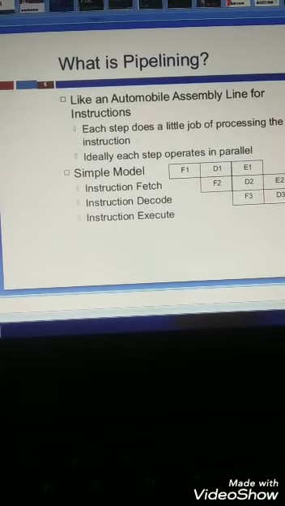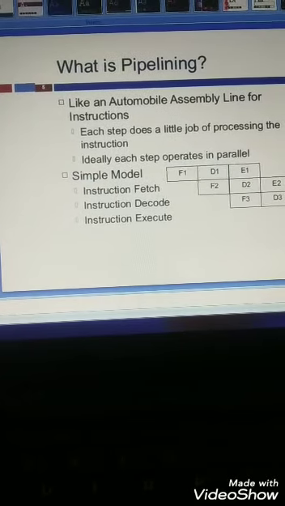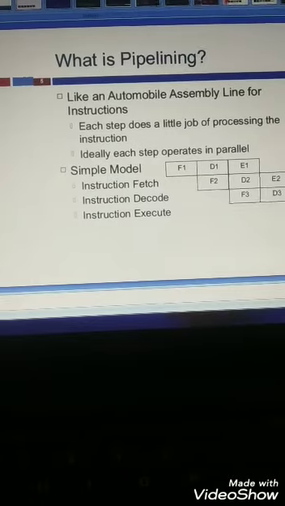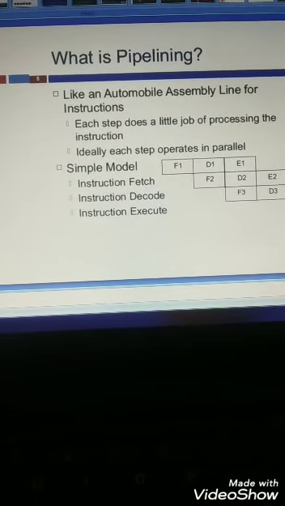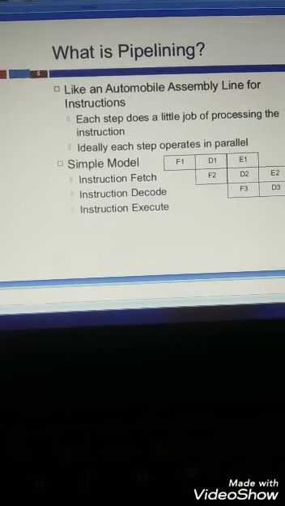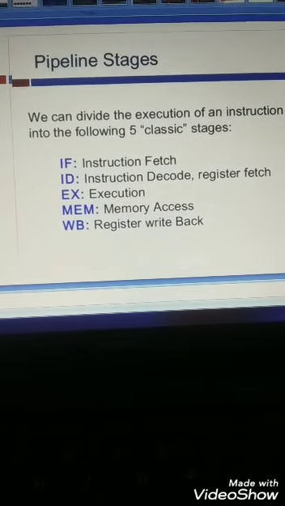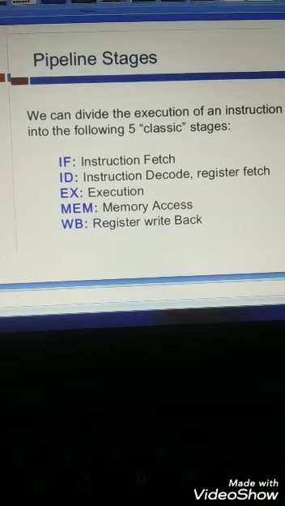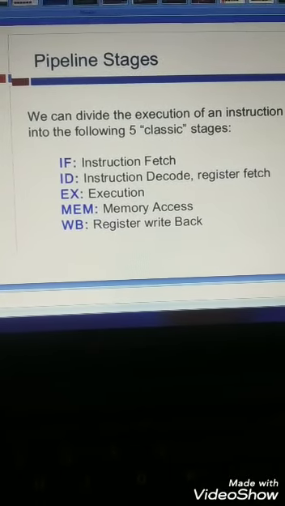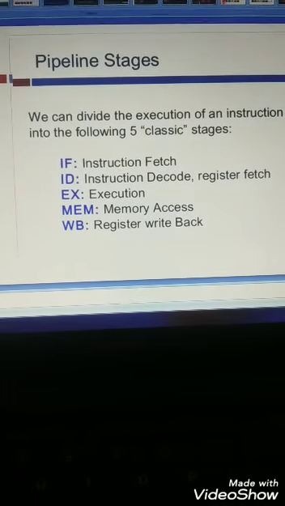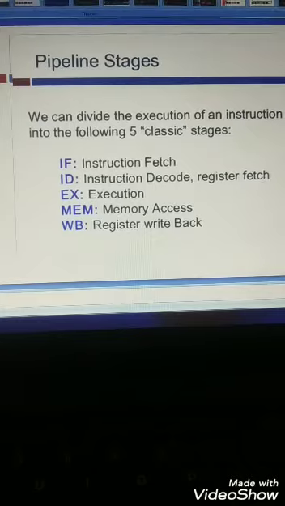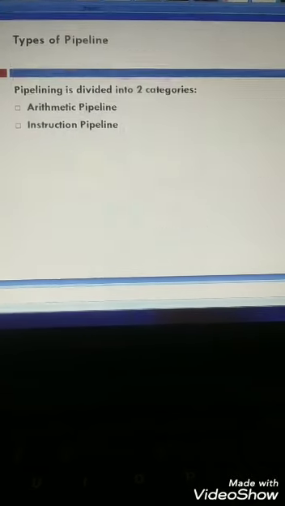In pipelining, each step does a little job of processing the instruction, and it operates in parallel. It's simple. In pipelining, the instructions are executed according to these stages, for example IF, ID, EX, MEM, and WB. IF stands for instruction fetch, then instruction decode, register fetch, execution, and memory access, with WB standing for register write back.